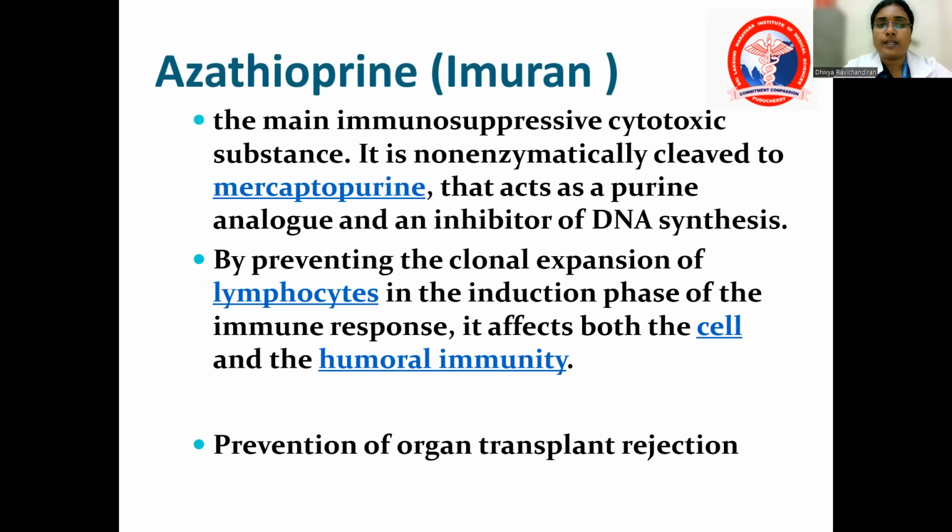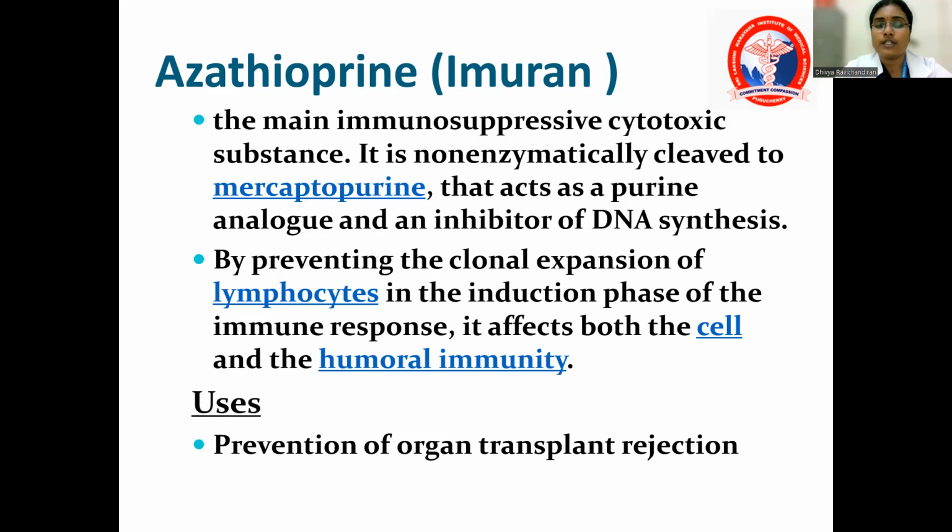Next is azathioprine. It's also called Imuran. It is the main immunosuppressive cytotoxic substance. It is non-enzymatically cleaved to mercaptopurine, which acts as a purine analog and an inhibitor of DNA synthesis. By preventing the clonal expansion of lymphocytes in the induction phase of the immune response, it affects both the cellular and the humoral immunity.